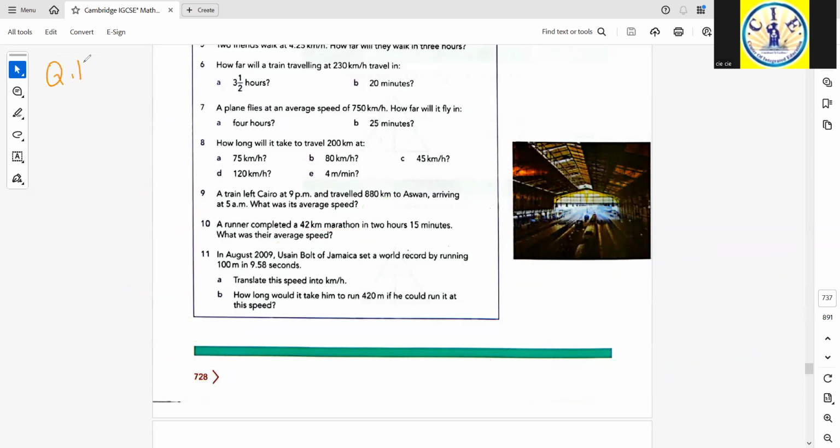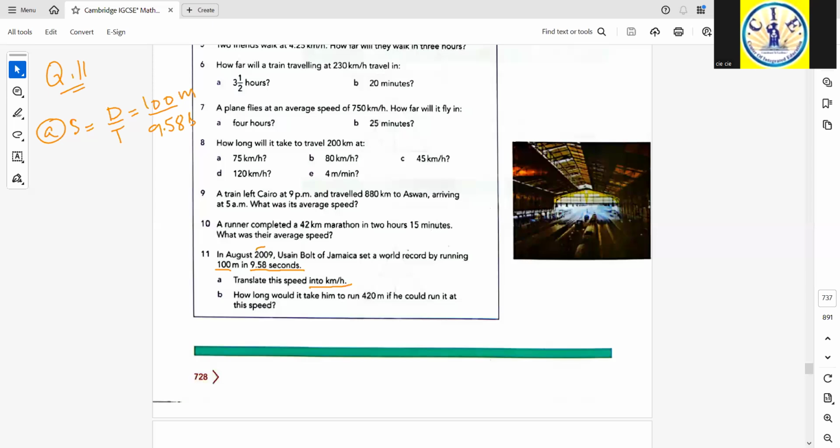Now it's question number 11. In August 2009, Usain Bolt of Jamaica set a world record by running 100 meters in 9.58 seconds. Translate this speed into kilometers per hour. Okay. Speed is distance divided by time. Distance was 100 meters and time was 9.58 seconds.